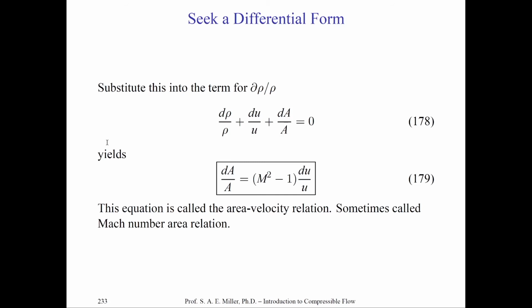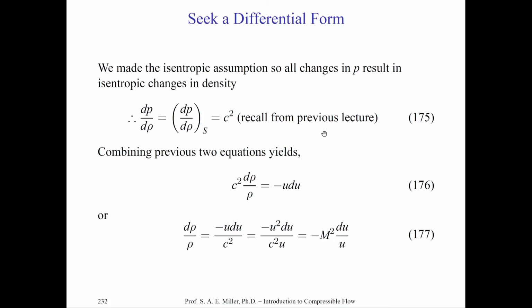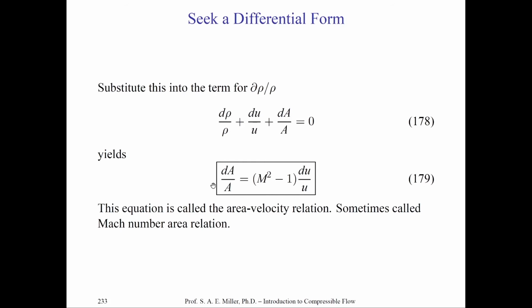Now, I can substitute this into the term for d rho over rho, and I find this beautiful equation, which is the differentials of d rho over rho plus du over u plus dA over A, which I previously derived on 173. So I'm inserting this relation, 177, into this equation, simplifying and rewriting. I can write dA over A equals M squared minus 1 of du over u. I put a box over this equation because it's so important. This is the so-called and famous area velocity relation, or more famously called the Mach number area relation.